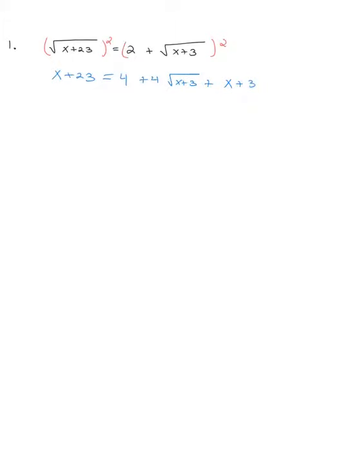So we've canceled one of the square roots, but one still remains. Let's combine some like terms. So we get x plus 23 is equal to, and on the right we get 7 and an x, and then 4 square root of x plus 3, okay? I'm going to subtract x from both sides, but I'm also going to subtract 7.